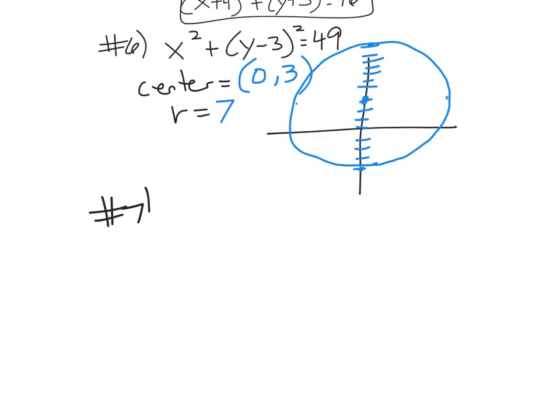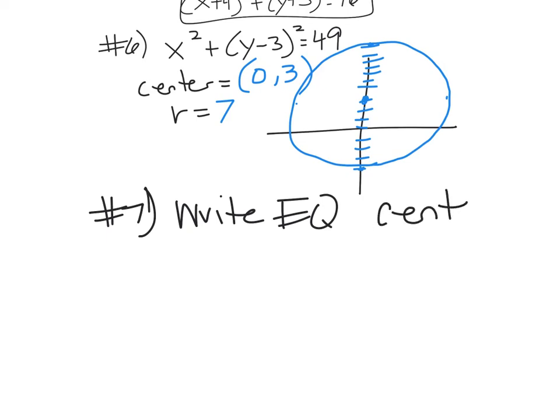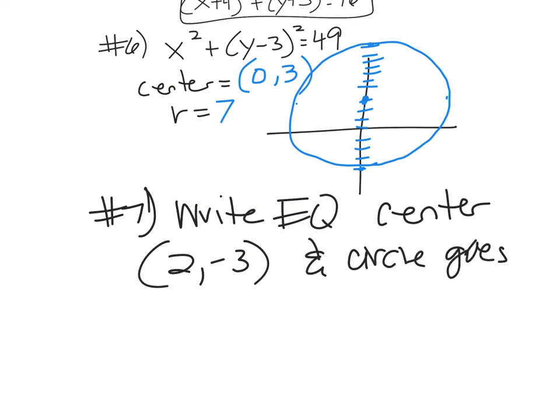So, all right, number 7. Here we go. This is going to be the hardest one. So if you haven't paid attention, like 3 people look up. You might want to pay attention on this one. We're going to write an equation. Given that the center is at the point 2, negative 3, and your circle goes through the point 5, negative 1.